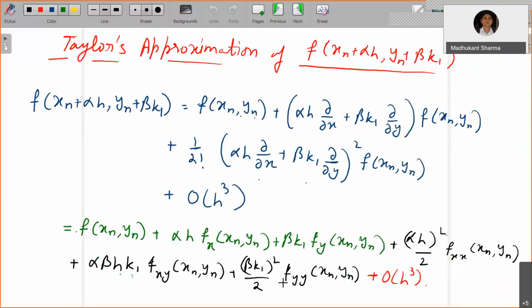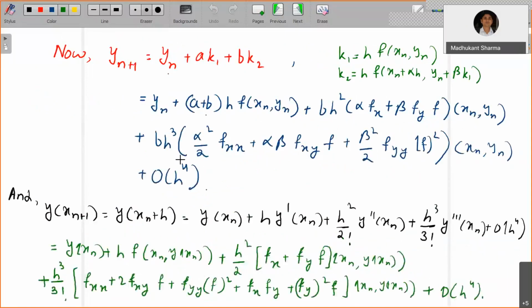Okay, and then you find out these terms of bh cube will be out. So then you have alpha square by 2 plus alpha beta plus beta square by 2. So here one f will be there because k1 is there. Here k1 square was there, so it is f square coming at x and y. And this term is of order h to the power 4.